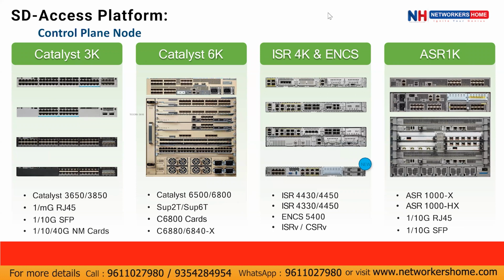You have the Catalyst 3K and the Catalyst 6000, which is 6500 or 6800, which most of them have in VSS, and most of the networks I've seen have this. Even the ISR 4000 series can be used as a control plane node. The ISRv and CSRv can also be used. The ASR 1K as well, but using this device would be okay, while using a chassis for the control plane depends on your requirement, how expanded your network is. Based on that, you can decide which specific platform to go ahead with. So this was all about control plane nodes.